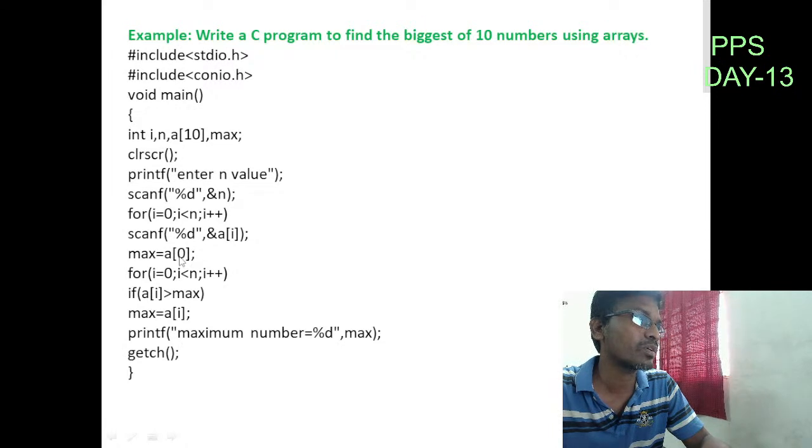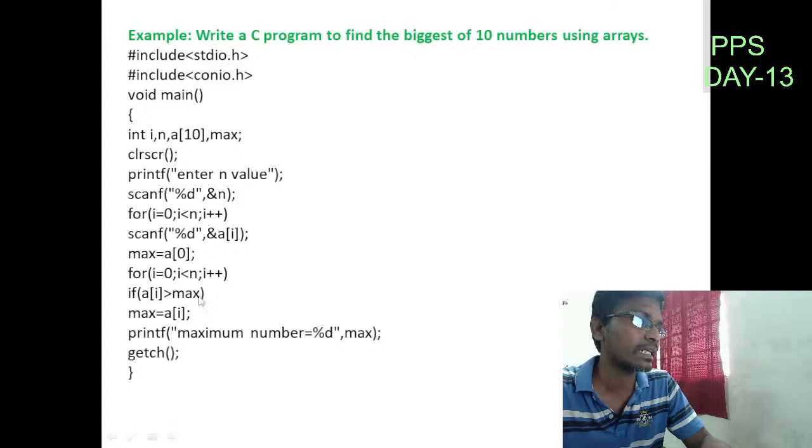And after that I am going to assume that the first index number, that is 0, is the maximum number. And if you want to compare with the second, third, fourth, up to 10 elements, then I will use a for loop again: for i equal to 0, i less than n, i plus plus, and after that, for comparison of side by side elements, I will use one if condition.